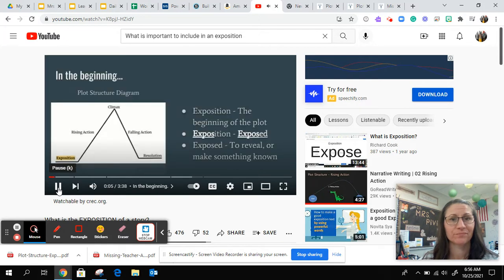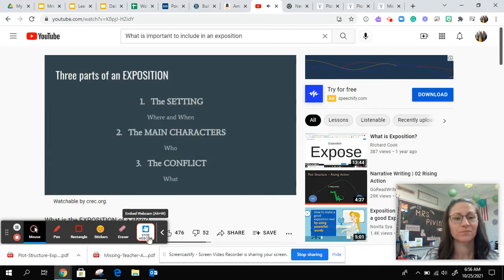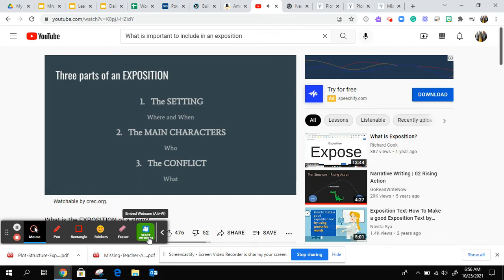The exposition of a story is where important details of a story are exposed. This takes place in the beginning of a story. Notice how the word exposition comes from the word exposed, which literally means to reveal or to make something known. There are three parts of an exposition to consider. Each of these will be exposed during the exposition.